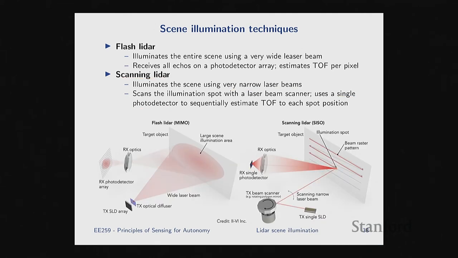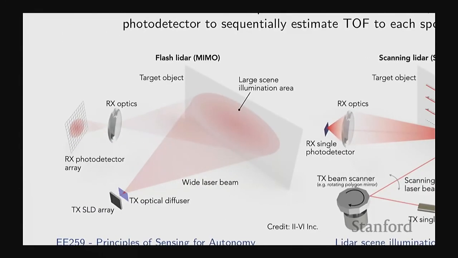Here's two pictures showing the two cases. So left is the flash LiDAR. And what it typically has is, it can work with one laser in principle, but usually they use a laser array. And then in front of the laser array, they also put some optical diffusers. And that's how they get this very wide laser beam pattern that can illuminate a very large area in the scene. And then all of it reflects, echoes back, goes through the receiver lenses and shines on an array of photo detectors.